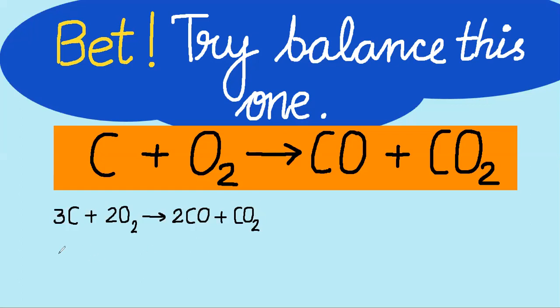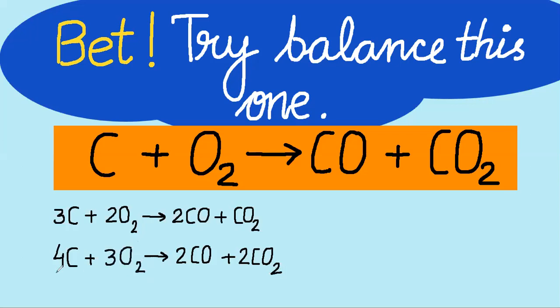Now let's try with another thing. Let's try with 4 carbon, and let's do this. Make it 2CO as well as 2CO2. Then you count the total number of oxygen on the right. Then you will come to this conclusion. It is finally equal to 3O2. Now you can clearly see the coefficients are 4C, 3O2, giving 2CO plus 2CO2. And these two sets of coefficients are not the same.